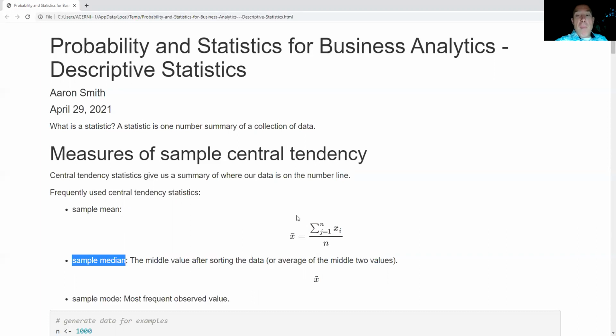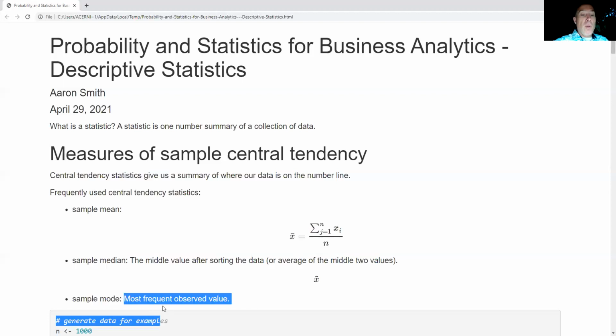If you think about the math of this equation, this X bar, 10,000 is going to pull the average away from all the other values. Because of one number pulling the average away, we feel it's not a good representation of central tendency. So in that situation, I want to use the sample median instead. The sample mode is the most frequently observed value.